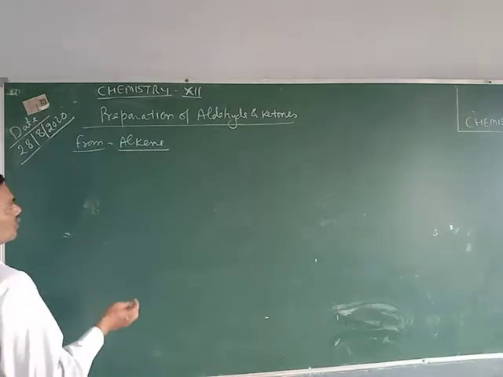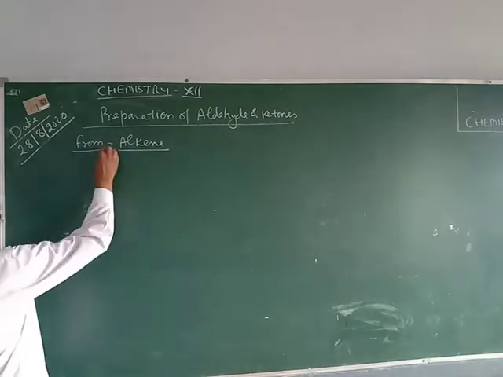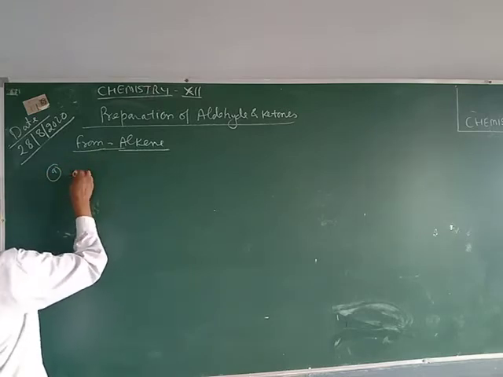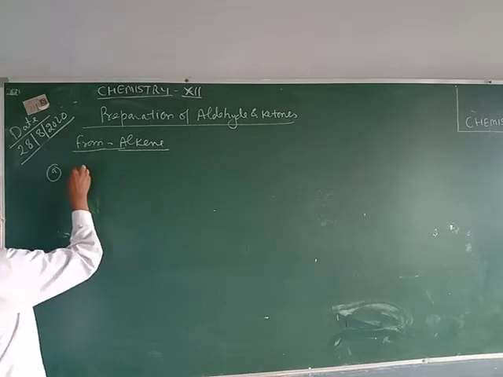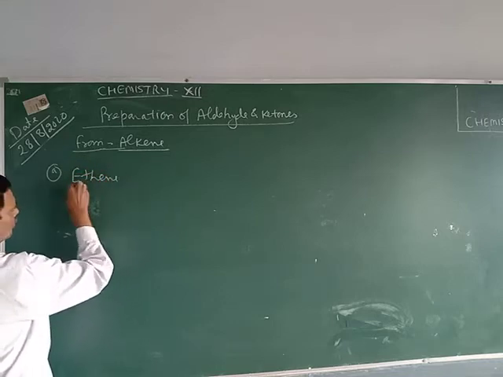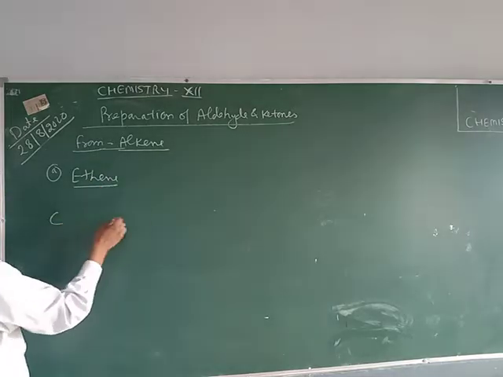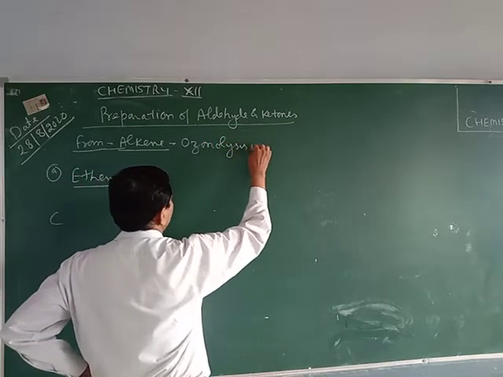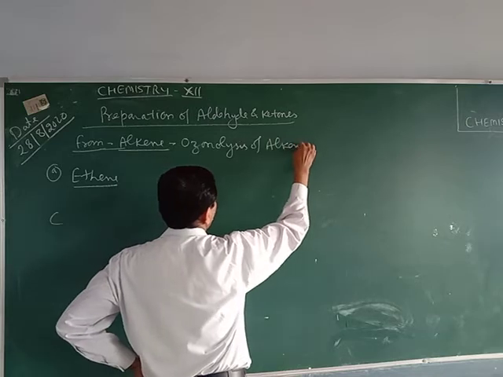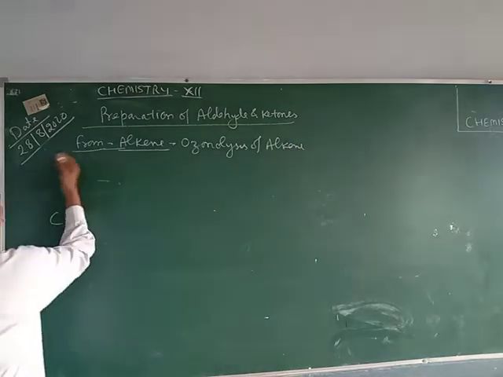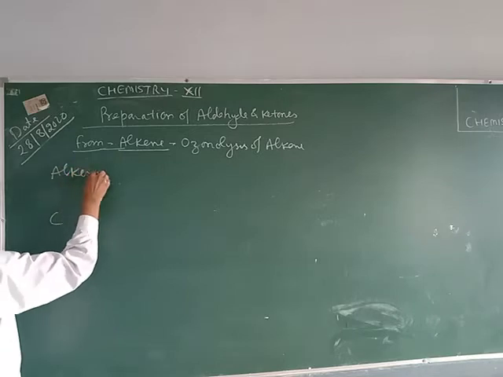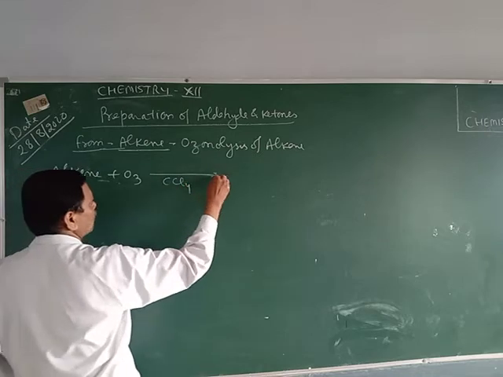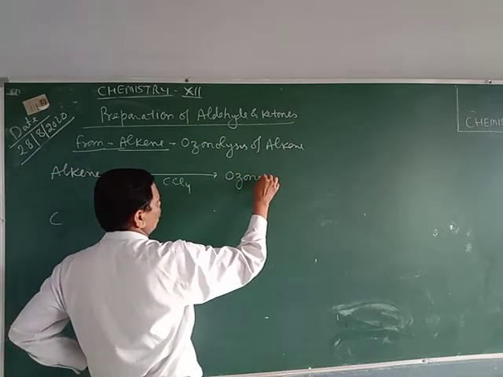First we have to learn about the formation of aldehyde from the alkene. For example, ethene. You can say ozonolysis of alkene. When any alkene is treated with the ozone in carbon tetrachloride, it forms the corresponding ozonoid.